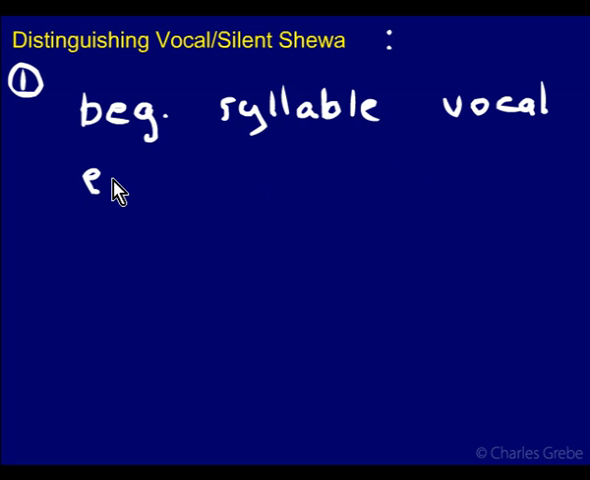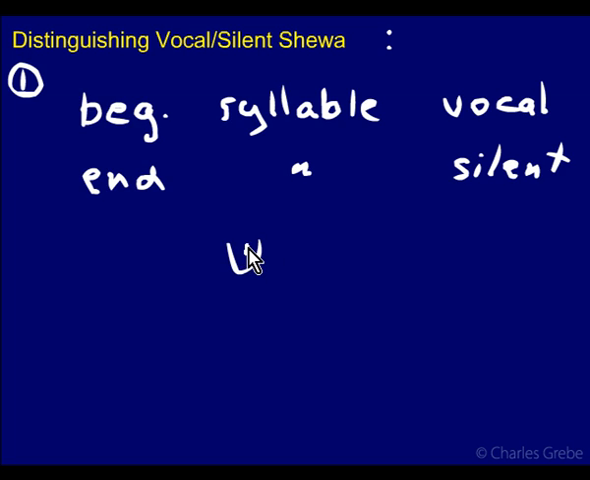If it occurs at the end of a syllable, then it is silent. So it's not a vowel, it's simply marking the end of a closed syllable and you don't pronounce it. Let's take a look at two examples.